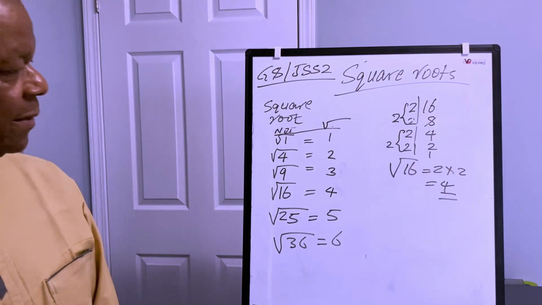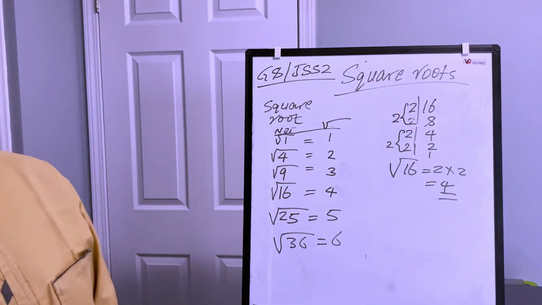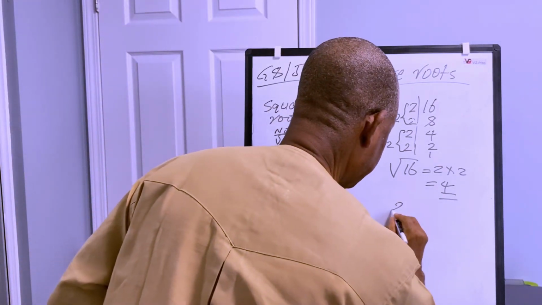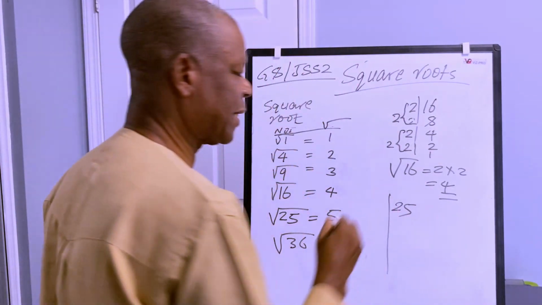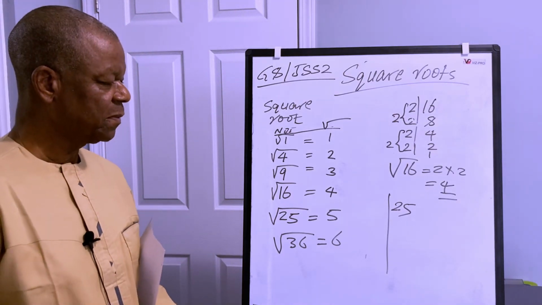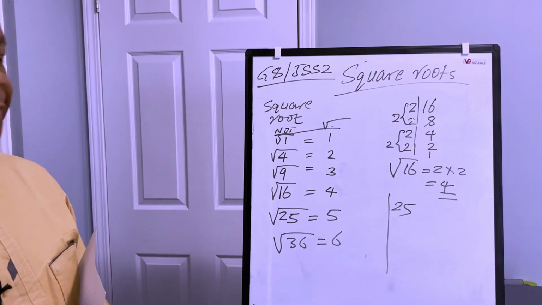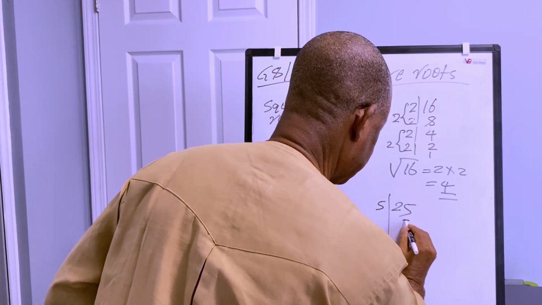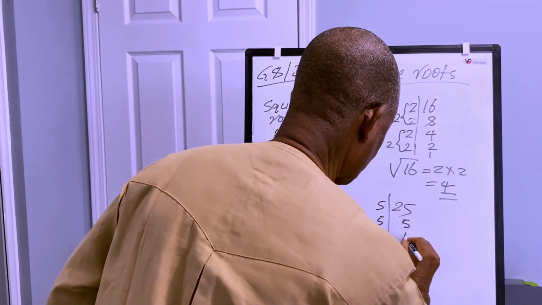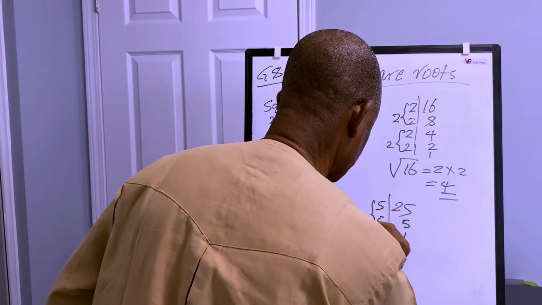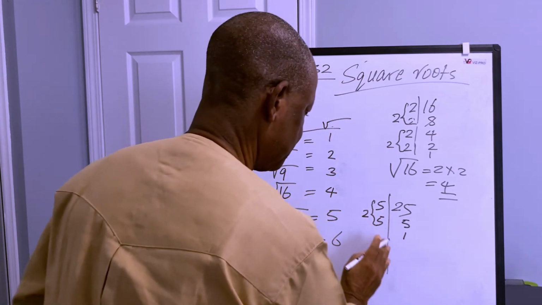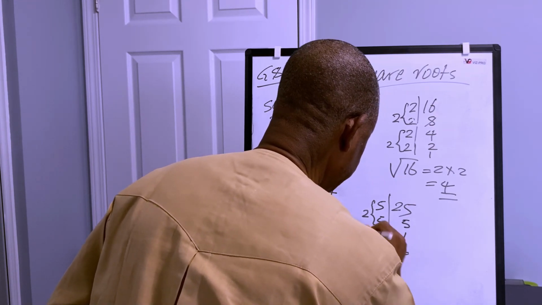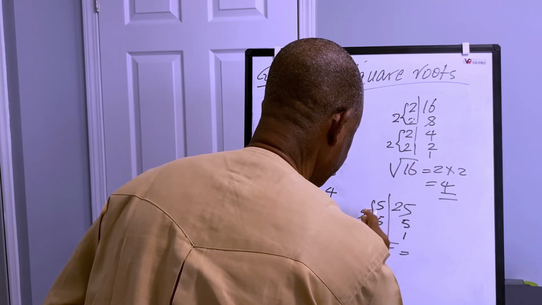Remember what I said. Use LCM continuous division. How did I get this very 5? I have 25. 2 cannot divide 25 without a remainder. 3 cannot do that. 5 can do that. So 5 here will give us 5. 5 dividing 5 will give us 1. So this is 1 because we are treating square root. So we now have our square root of 25 to be 5.